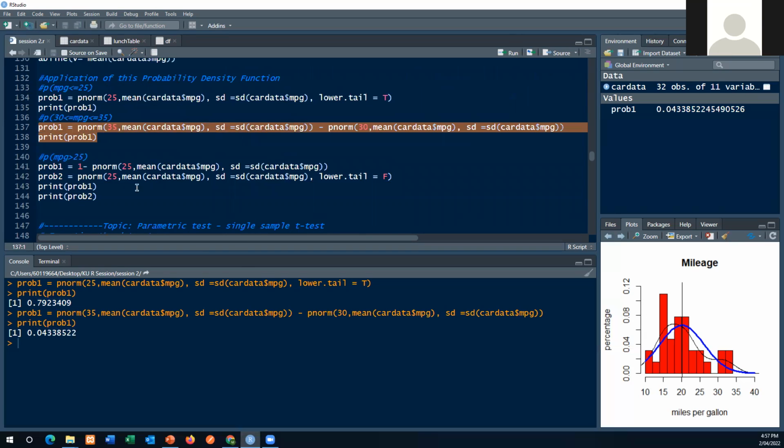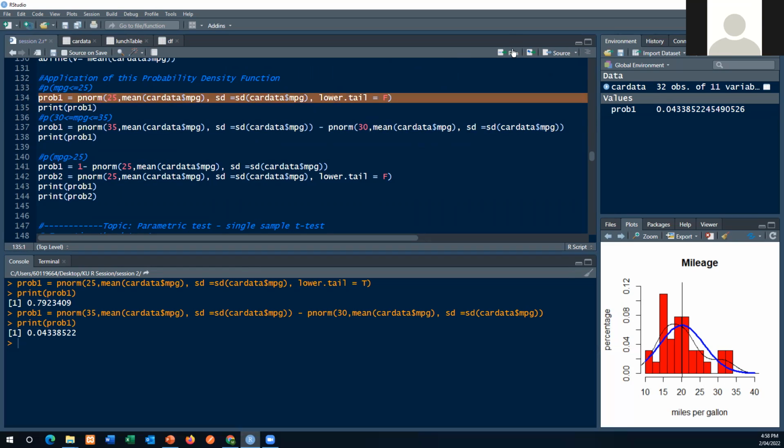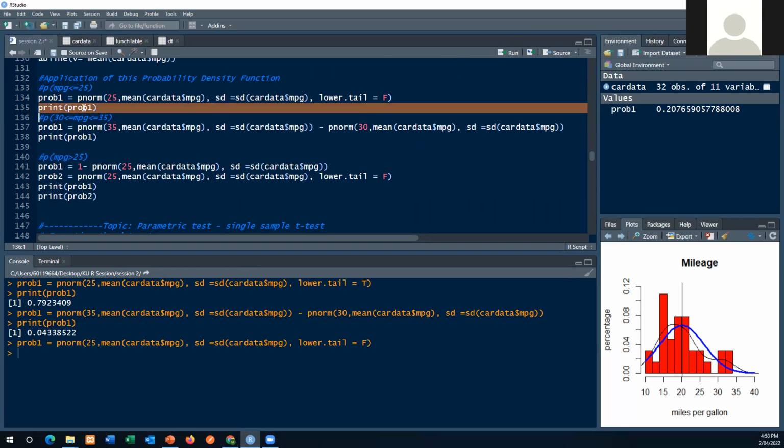What is the probability the car will have more than 25? That means we are talking about the right-hand side of it. So you can also do it this way. You can either do this and make lower tail false, and you will get that value. Or if I write this one and see the probability, you see there is a 20% chance, a lower probability compared to the other probability.